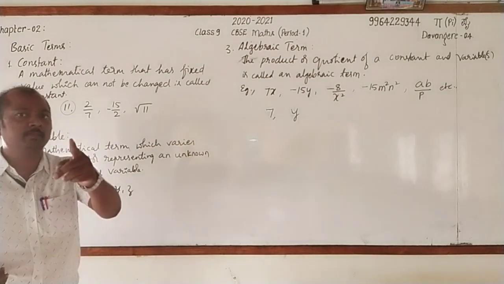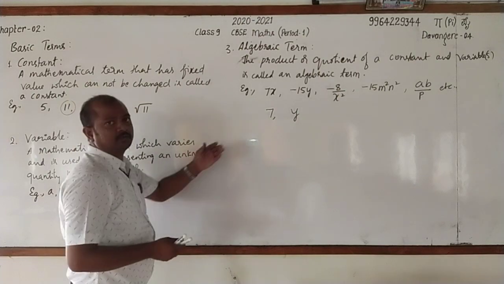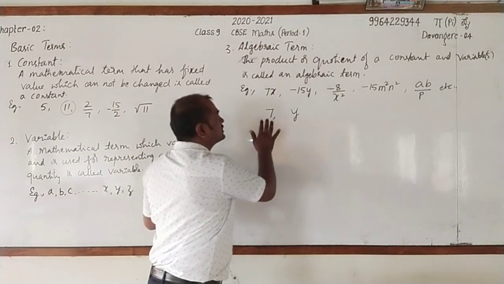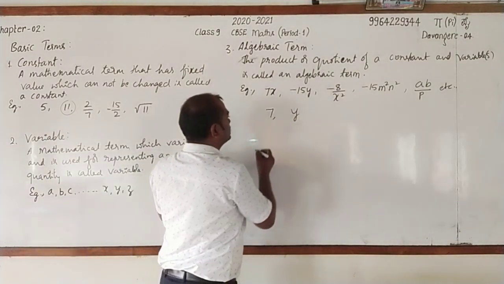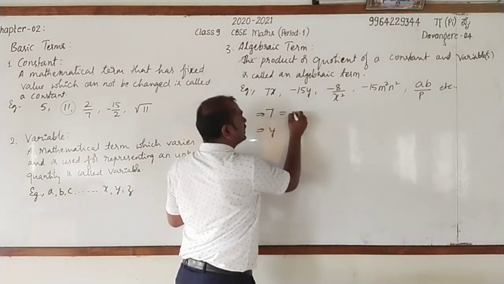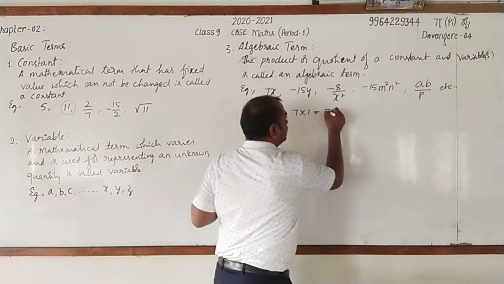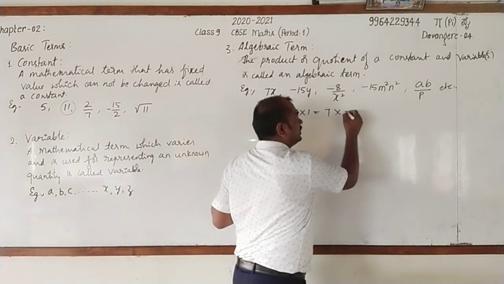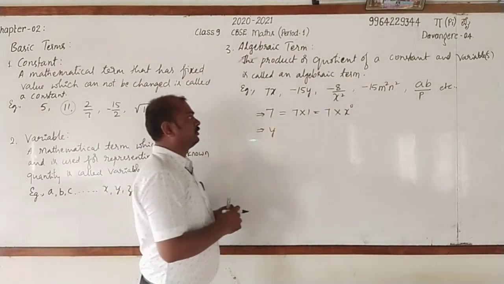Dear students, you all may be thinking that, sir, you have given 7 as an example for constant, y as an example for variable. Then how to say that 7 and y are algebraic terms? Let me give you the justification for this. Look here. Here I will take first 7. You all know that 7 can be written as 7 into 1. Then recall the law of exponents. 1 can be written as anything raised to the power 0. Here I have taken x raised to the power 0.